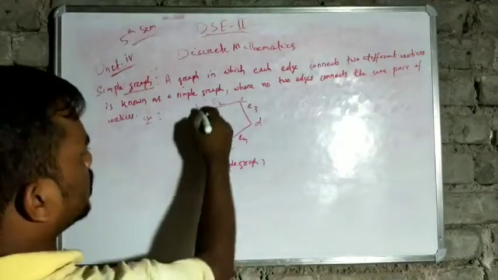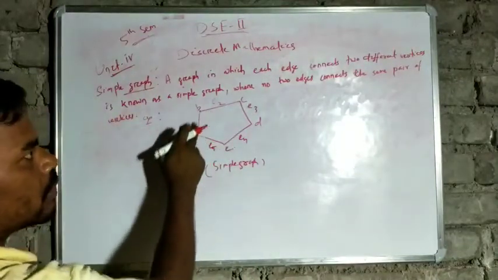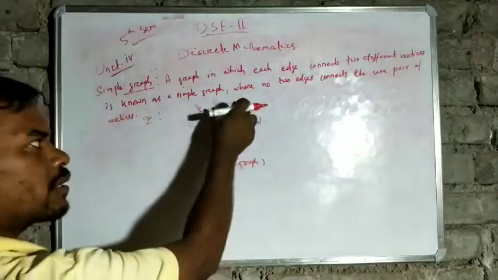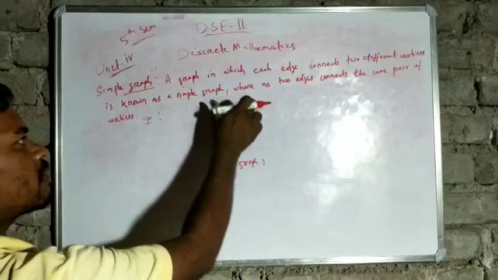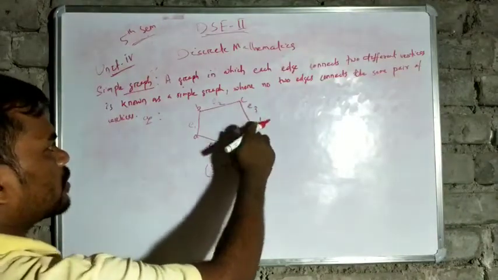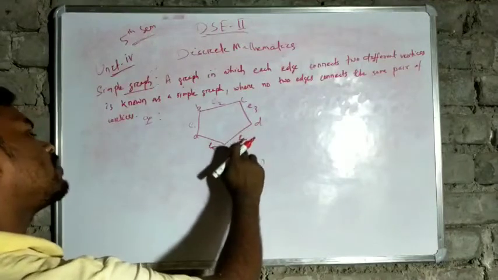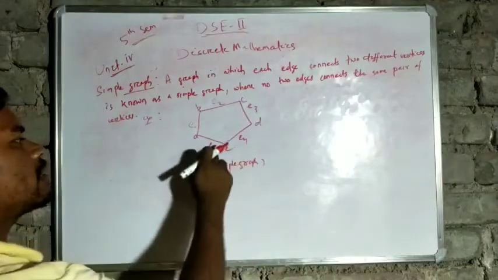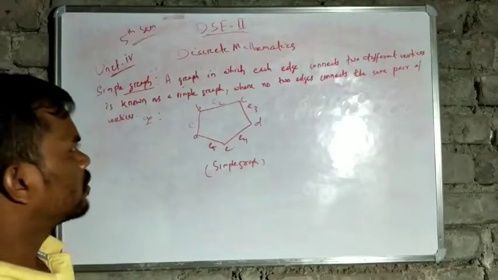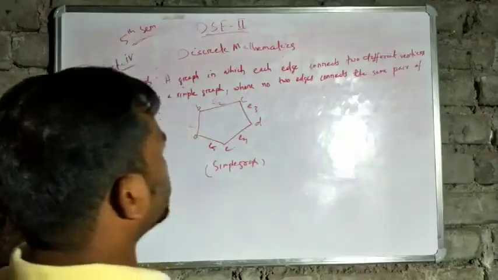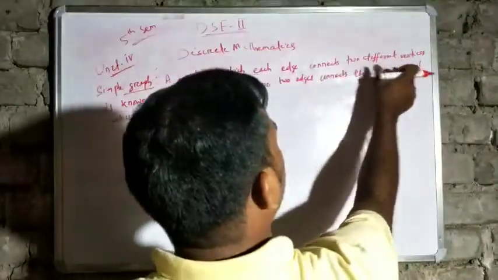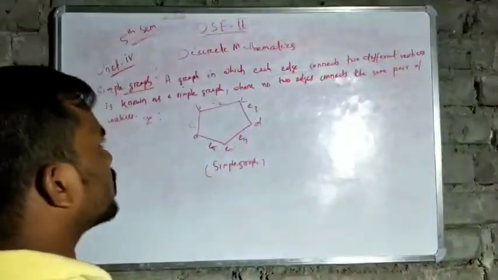because E1 connects different vertices A, B. E2 connects different vertices B, C. Similarly, E3 connects vertices C, D, and E4 connects vertices D, E, and E5 connects vertices E, A. So this is understood. Each edge just connects two different vertices.